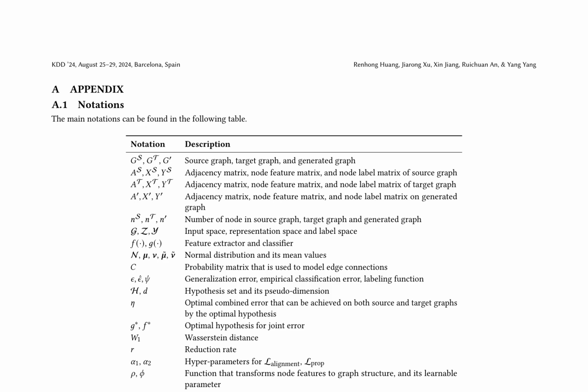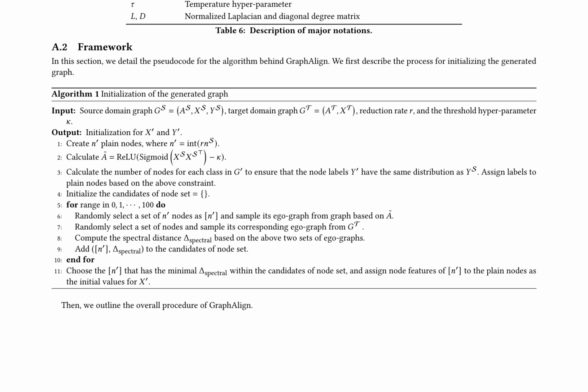The GraphAlign framework is presented, including the initialization process, which creates a generated graph with plain nodes, computes the adjacency matrix, and assigns labels to ensure the same distribution as the source graph. The algorithm utilizes techniques such as Wasserstein distance, Laplacian, and diagonal degree matrix to achieve optimal graph alignment.